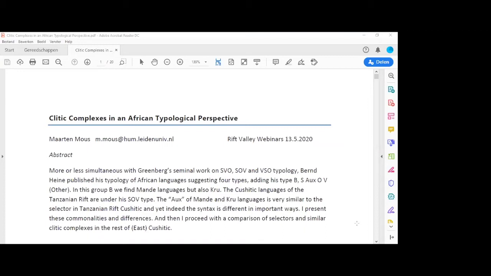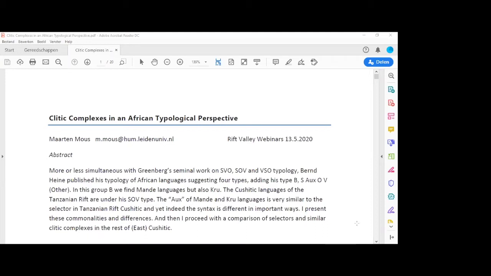This thematic series for the Reading Group will span 6 meetings. They will be led by Andrew Harvey, Maarten Mous, Hannah Gibson, and myself. We hope to survey some of the literature concerning these phenomena of auxiliaries and clitic complexes, and we hope that it will serve as a forum for advancing our understanding of them. The first session, which is today, will be a presentation given by Maarten Mous, introducing the topic.